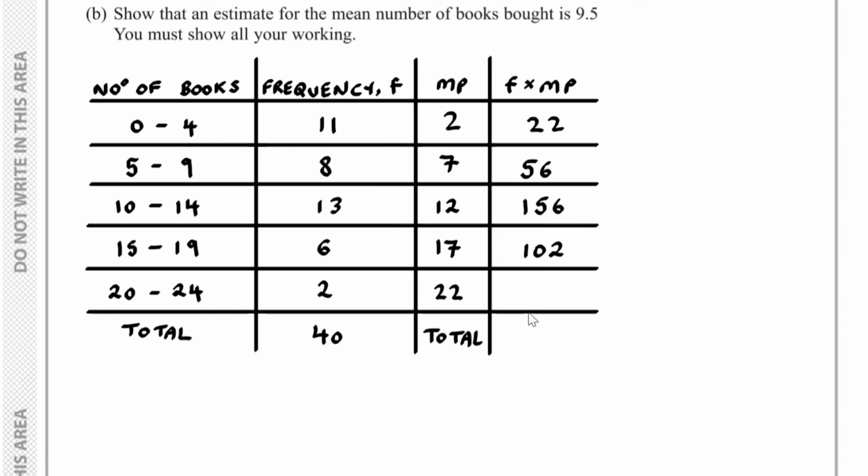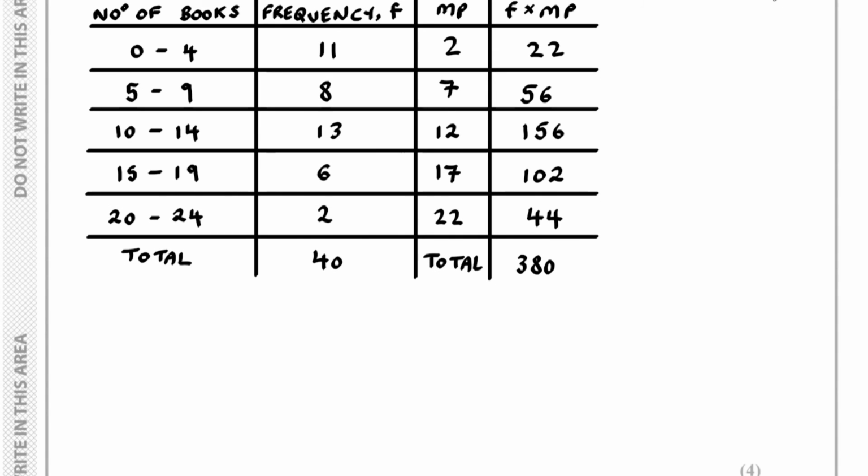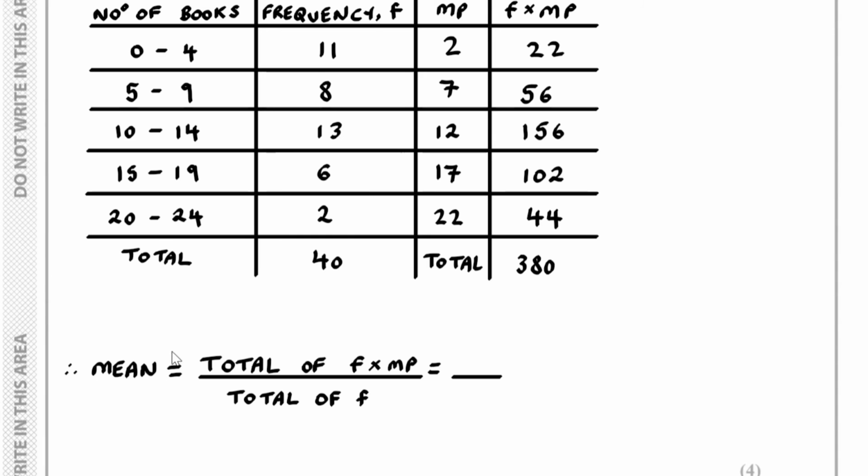2 times 22, that's 44. And if I add all these together, we get 380. So the mean is given by the total of the frequency times the midpoints, which is 380, divided by the total of the frequencies, which is 40, and if I work this out, it turns out indeed we get 9.5, and that's exactly what we wanted to show.